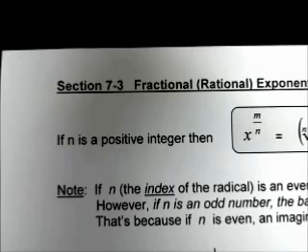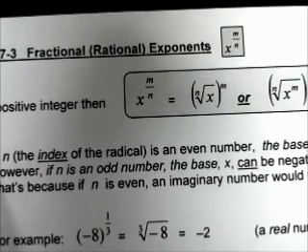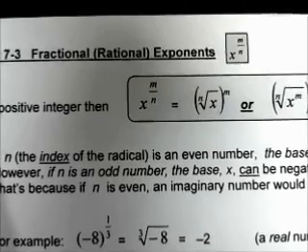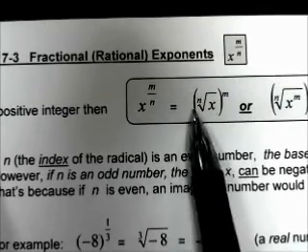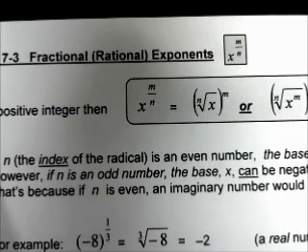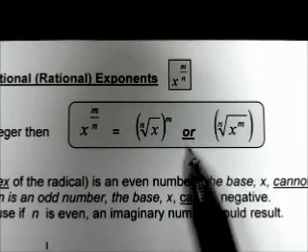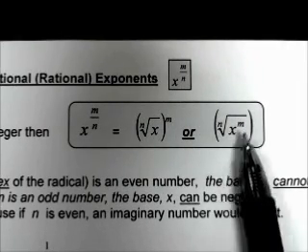Today we're on page 4 of our Chapter 7 notes packet, Section 7.3, which is fractional exponents. We have base x raised to the fractional exponent m over n. If n is a positive integer, then x raised to the m over n is equal to the nth root of x, all raised to the m power. It can also be written as the nth root of x to the m.